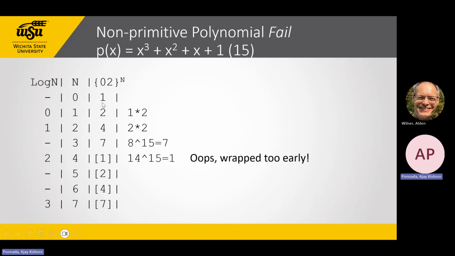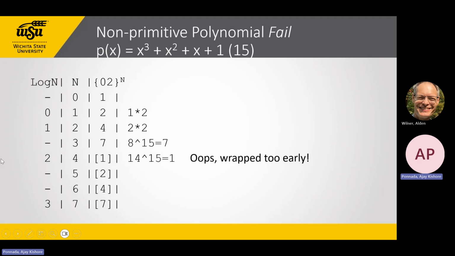So 0, it's 1. 1 times 2 is 2. 2 times 2 is 4. 4 times 2 is 8. 8 XOR 15 is 7. 7 times 2 is 14, and again 1. It wrapped up too early. So if it's not a primitive polynomial, it wraps up too early.